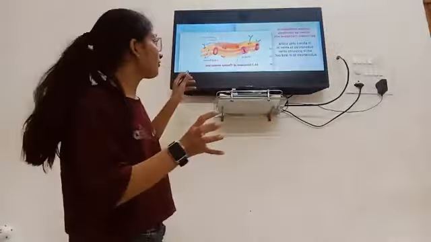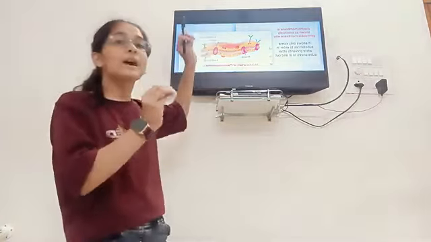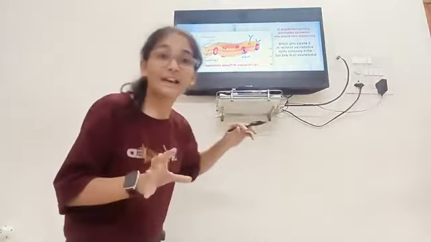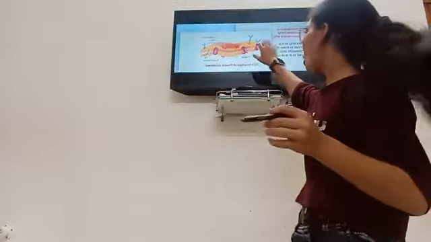Just see the structure of plasma membrane here. Here, this Y chain is known as carbohydrate chain, and these two layers which is known as bilayer is known as lipid bilayer. The thing which you see like a frog is none other than your proteins. Okay, so this was the structure of plasma membrane.